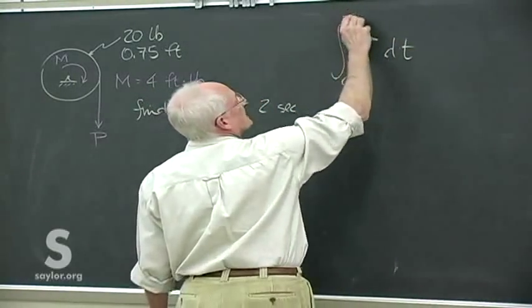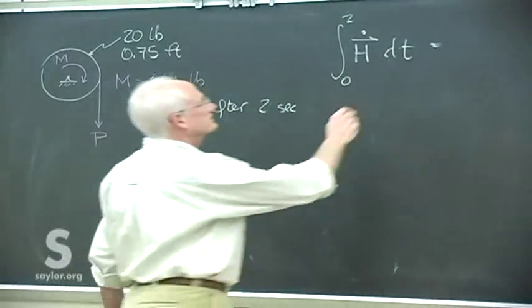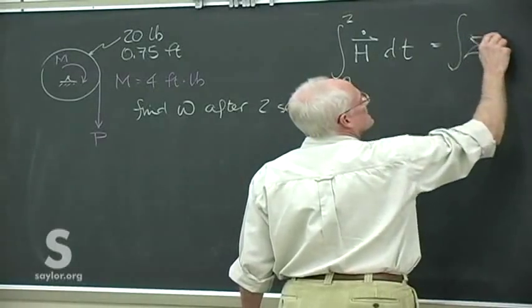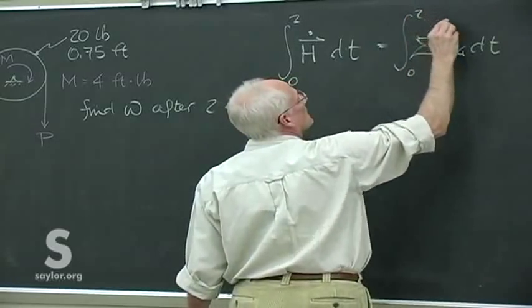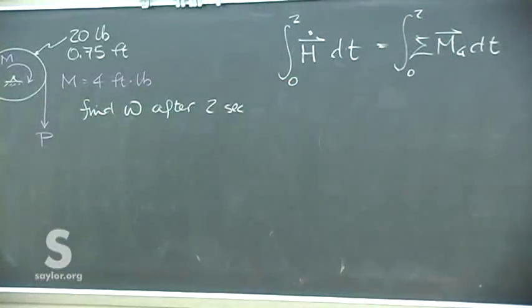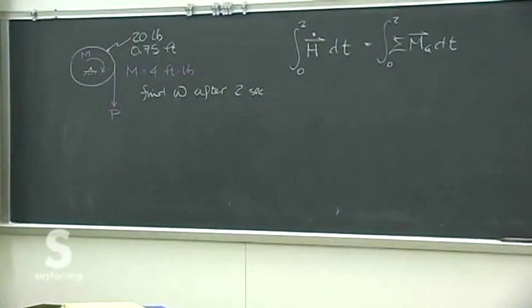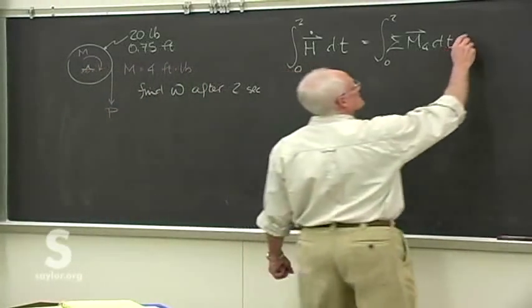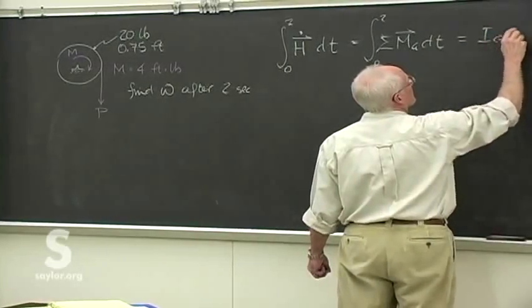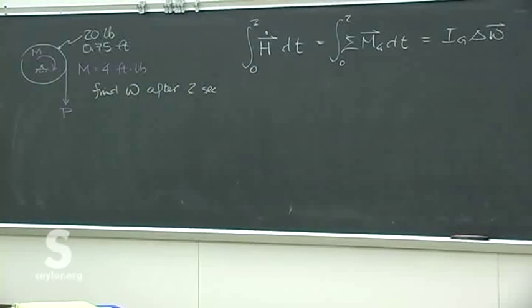So after 2 seconds, that time rate of change of the angular momentum is that sum of the moments part. And so it's simply a matter then of putting in the moments and integrating those between two times. And that's going to cause then a change in the angular momentum.